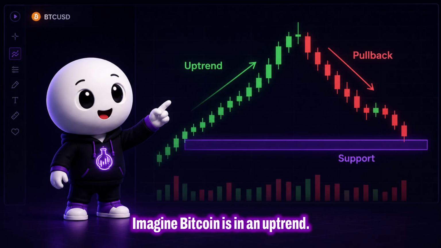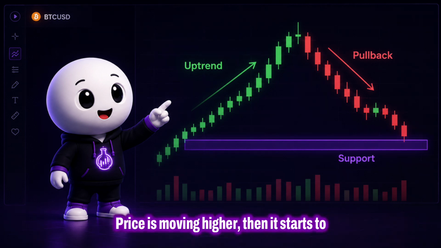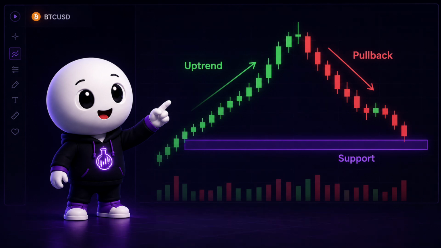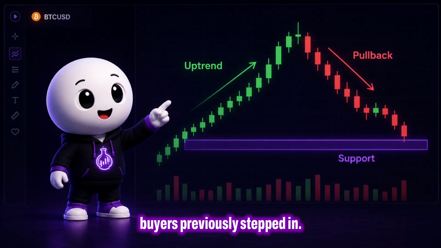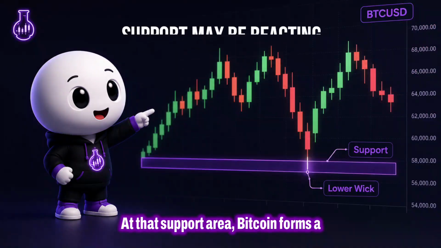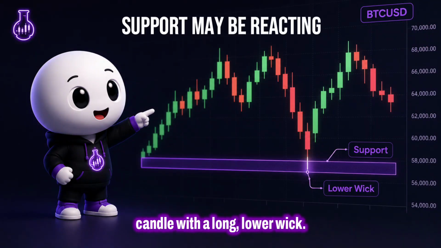Imagine Bitcoin is in an uptrend. Price is moving higher, then it starts to pull back. The price reaches a support area where buyers previously stepped in. At that support area, Bitcoin forms a candle with a long lower wick. What does that tell us?